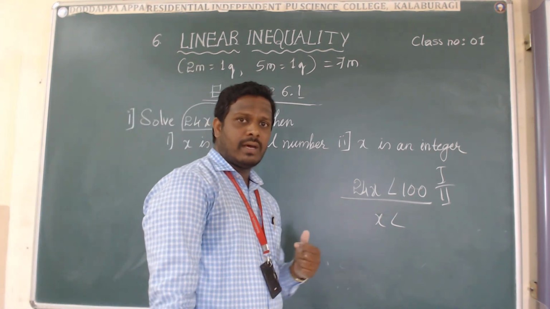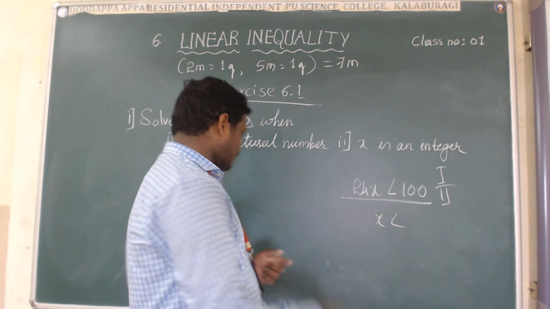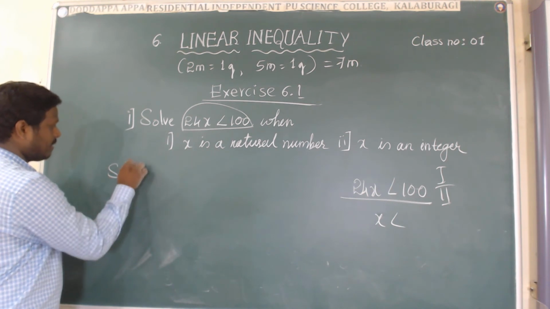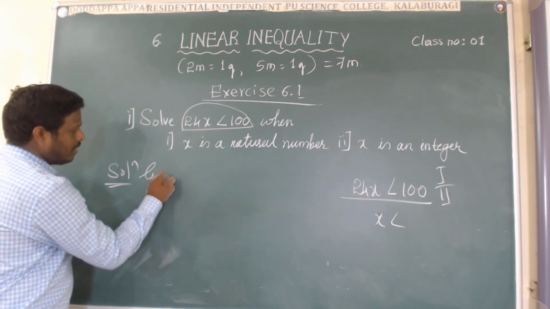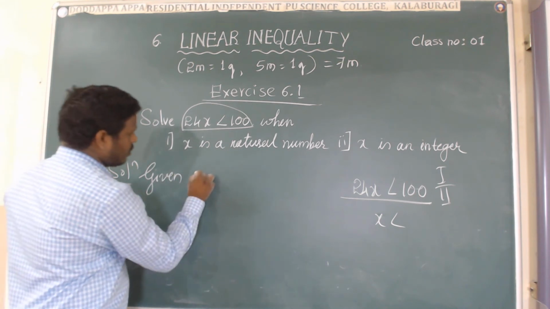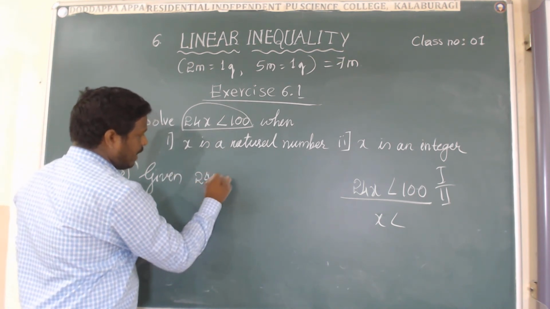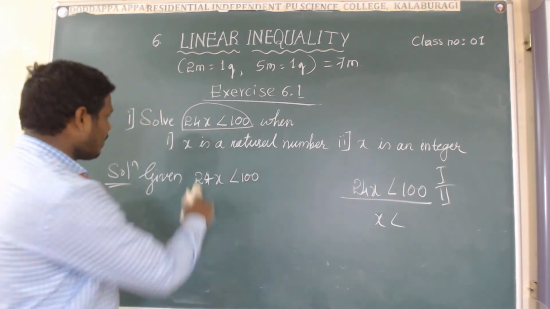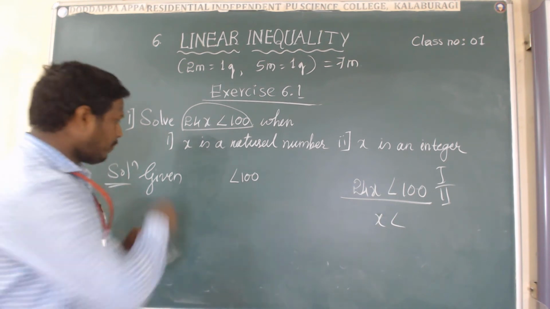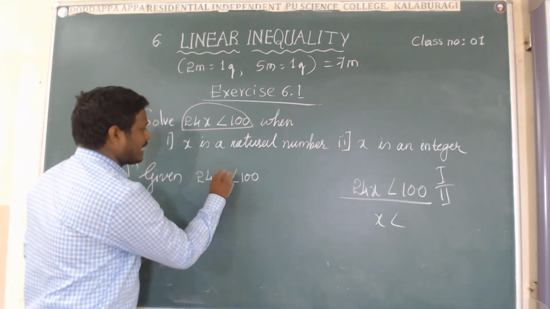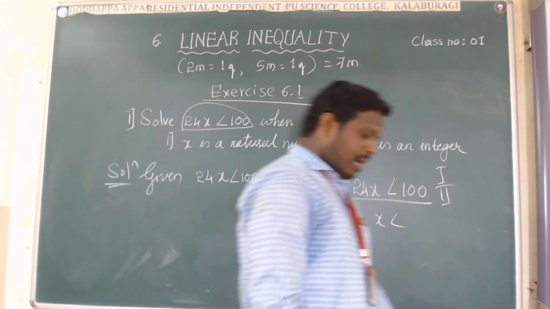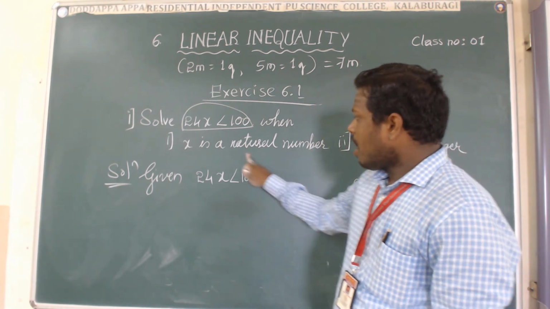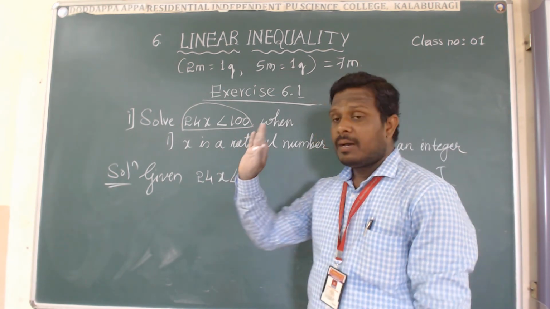How can we simplify this one? By using the two rules, no? Okay. Come to the solution of the first question. Now I am going to write the given equation, or given inequality, that is 24x is less than 100. I will write neatly here, 24x. We have to simplify this given statement of inequality up to getting the coefficient of x as +1.